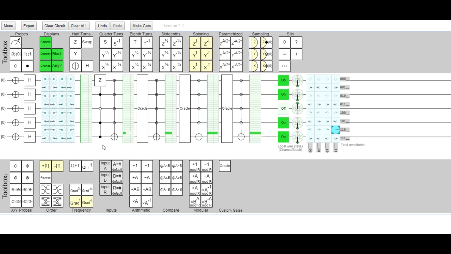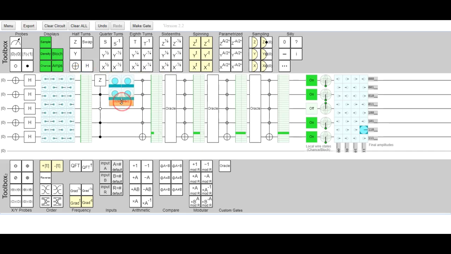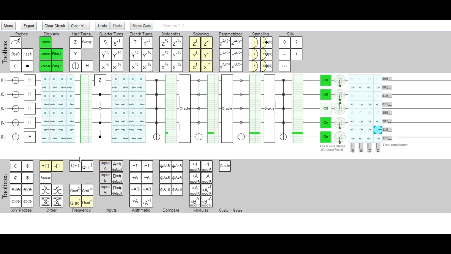So intuitively speaking, this oracle should phase our solution. So if I put another amplitude display afterwards and I compare that with this one, what do I see? Okay, so that definitely changes. That's our solution that changes, and everything else stays the same.